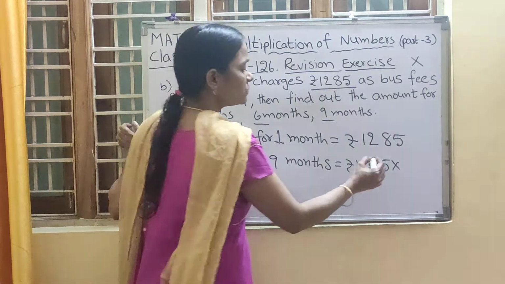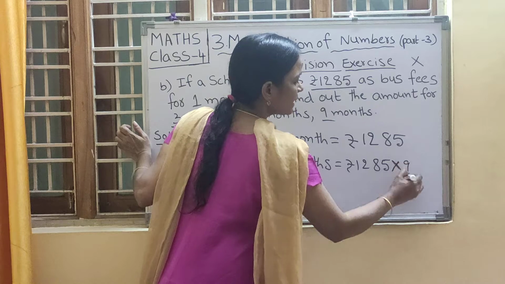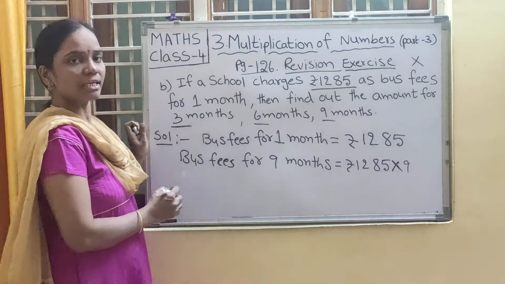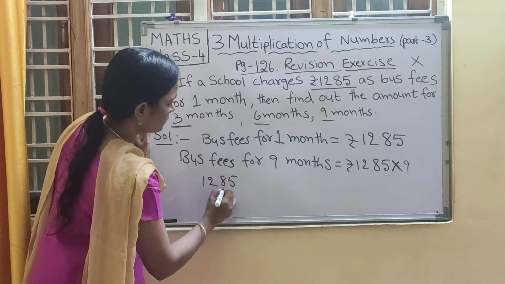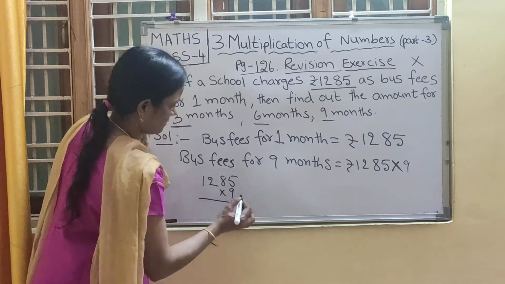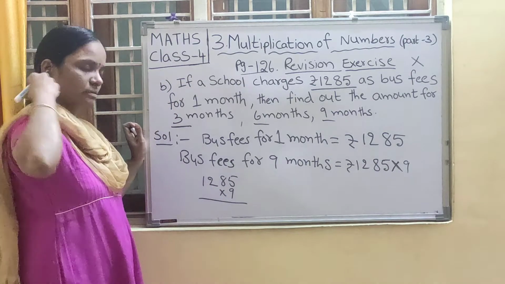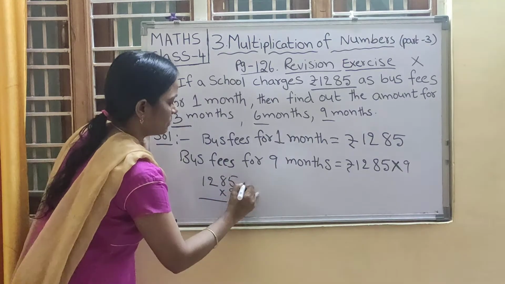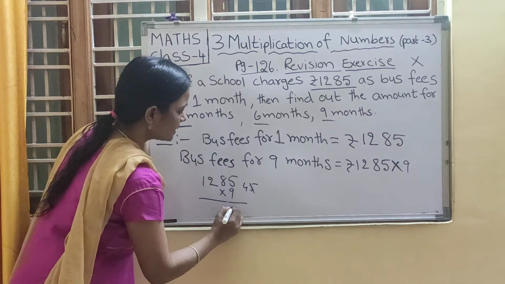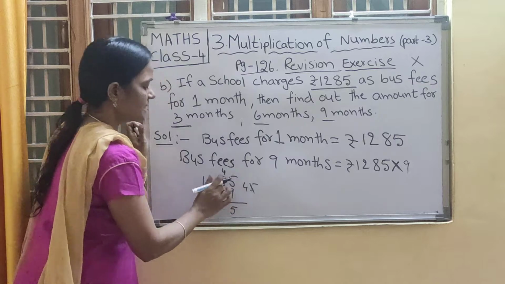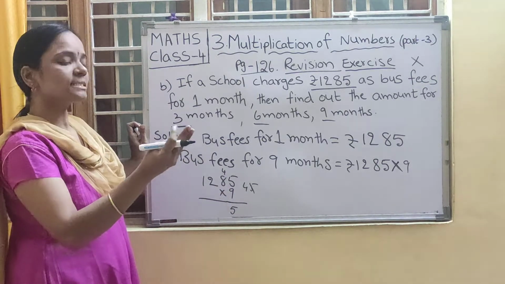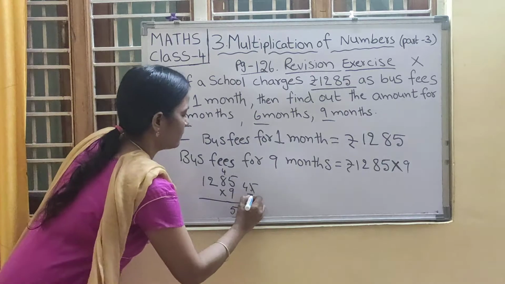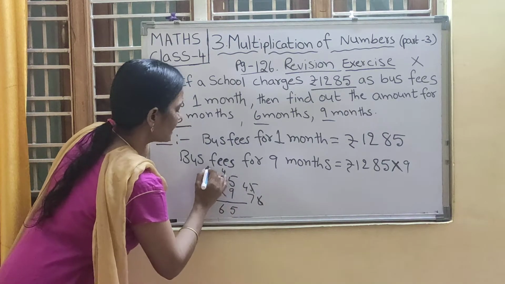So what do I have to do? Multiply by 9. So now take multiplication by 9. 1285 into 9. 9 5s are 45. So 5 right here and 4 is the carry. 9 8s are how much, children? 9 8s are 72. 73, 74, 75, 76. 6 right here and 7 is the carry.